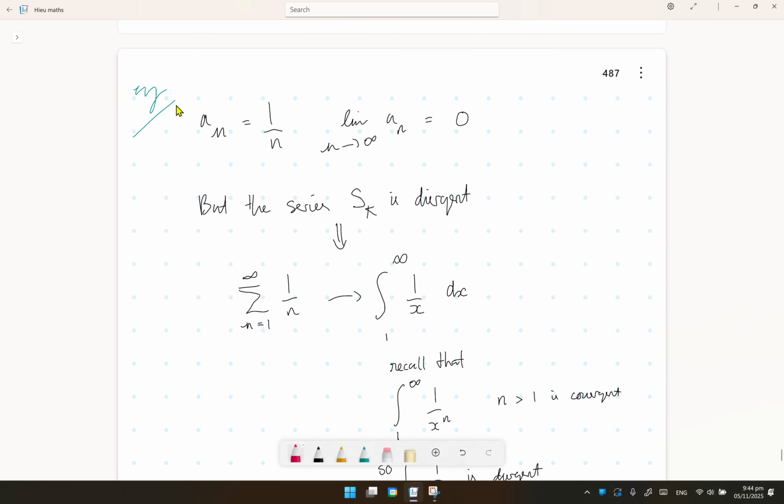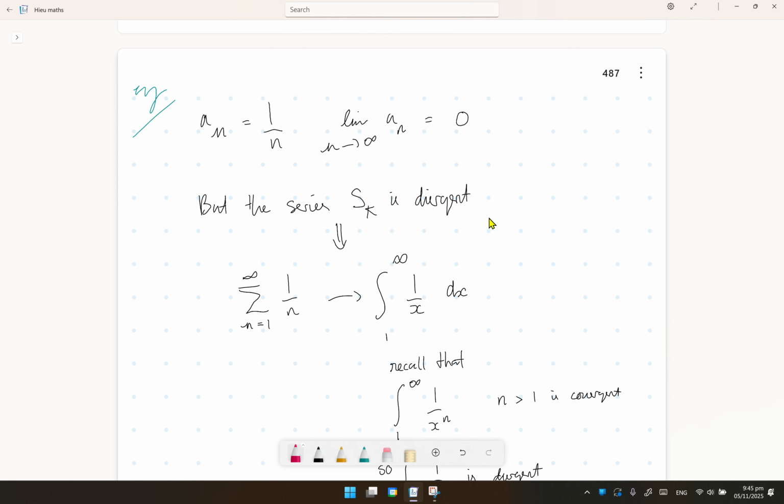So let's look at the sequence 1 over n. Let's look at the limit to infinity of that. That's going to be equal to 1 over infinity, which is equal to 0. And so the final term is 0, and therefore we can't apply the divergent test. We don't know whether the sum of the sequence is going to be divergent or convergent.